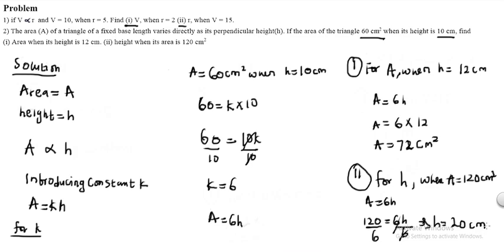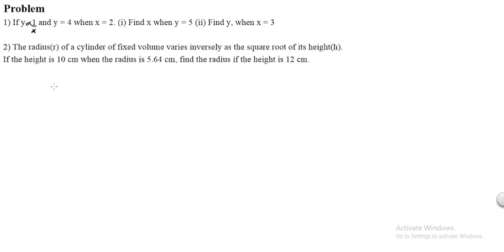So that's it on direct variation. Let's look into examples on inverse variation. So like we did before, we take the examples one by one. In this case, we are told that if y varies inversely as x and y is equal to 4 when x is equal to 2, let's find x when y is equal to 2 and find y when x is equal to 3. I'll write out the solution here.